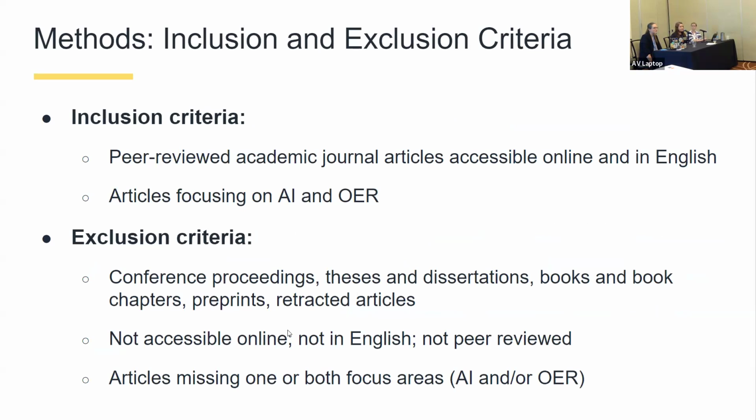The exclusion criteria, we were not looking for conference papers, we were not looking for theses or dissertations, books or book chapters, preprints or retracted articles. So we excluded those. We of course excluded ones we could not access. We excluded ones that were not in English and we excluded ones that were not peer reviewed. And then what got a little trickier is that we needed to exclude ones that didn't have the main focus areas of both AI and OER. So some were really in depth with OER and even mentioned AI in one sentence that wasn't quite enough, and vice versa. Next slide, please.